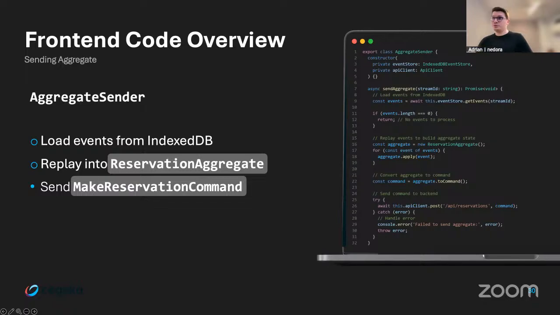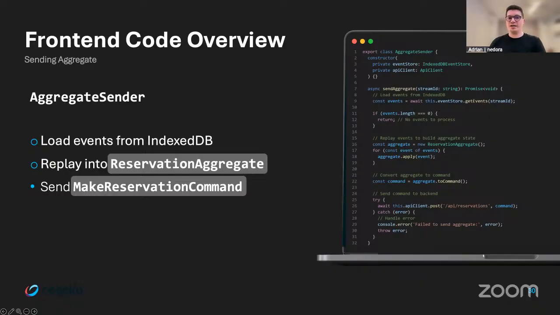For option two, we have an aggregate sender. This loads the same events and replays them into a reservation aggregate, which can be seen in here. So we do an apply, and from that aggregate, we do the to command in order to build the command, and we send the make reservation command that represents the current state.